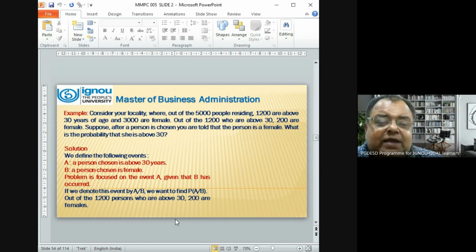Consider your locality where out of 5,000 people residing, 1,200 are above 30 years of age and 3,000 are female. Out of the 1,200 who are above 30, 200 are female. Suppose after a person is chosen, you are told that the person is a female. You have to find the probability that the person is above 30.